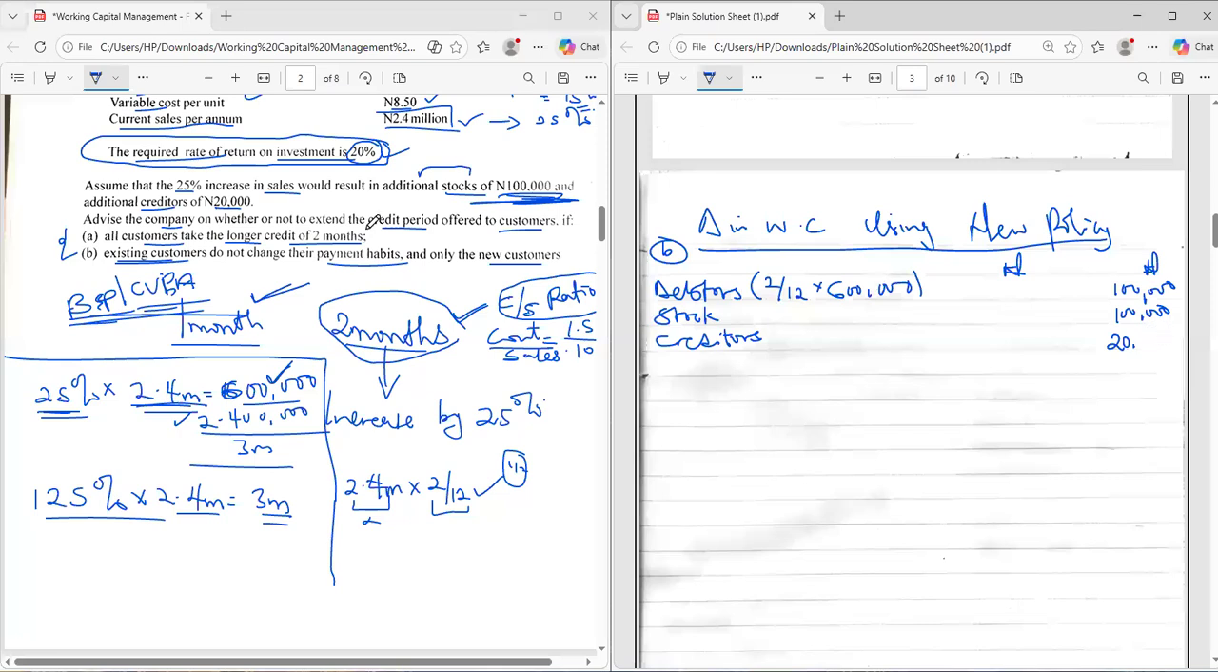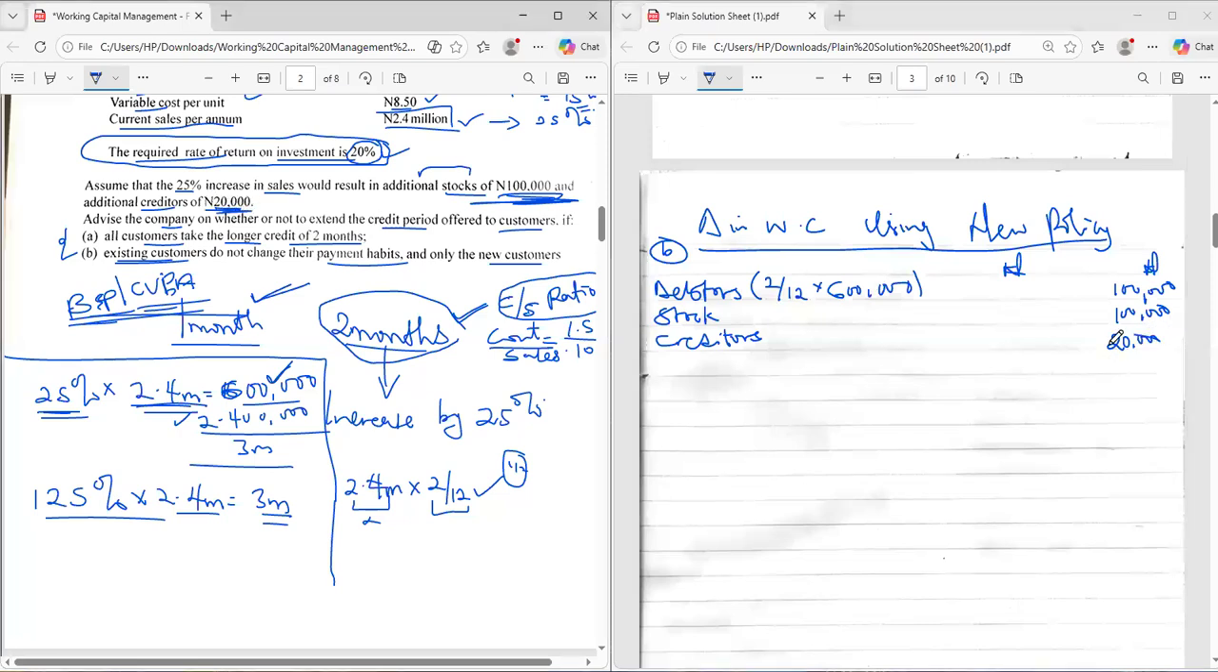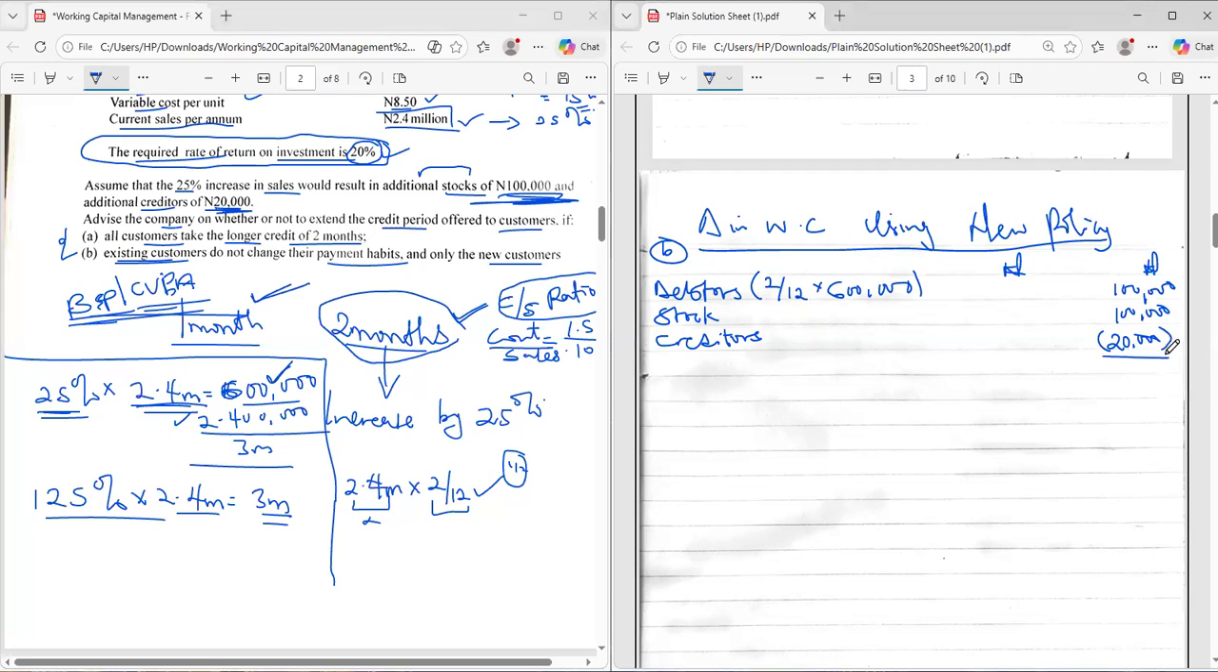20,000. Look at it here. Minus it. What do we have? 220, 180,000. So this will be our investment in working capital. Our investment in working capital. So on the assumption of B, the B parts.